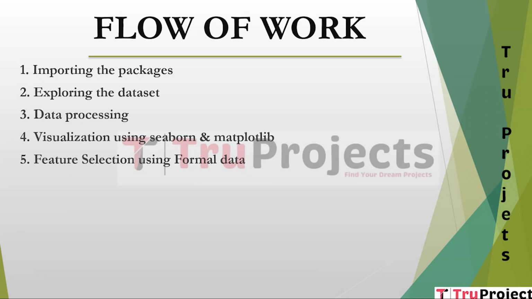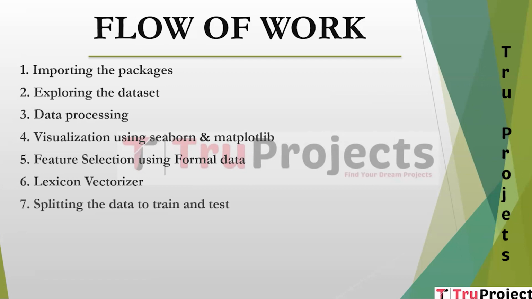Feature selection using formal data. This step involves selecting relevant features, which are variables from the dataset, for modeling, based on formal data analysis. Lexicon vectorizer. This module is responsible for converting text data into numerical format using lexicon-based vectorization techniques. Splitting the data into train and test. This step involves dividing the dataset into two subsets, one for training the model and the other for testing its performance.